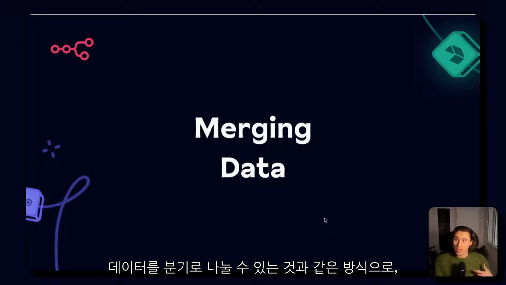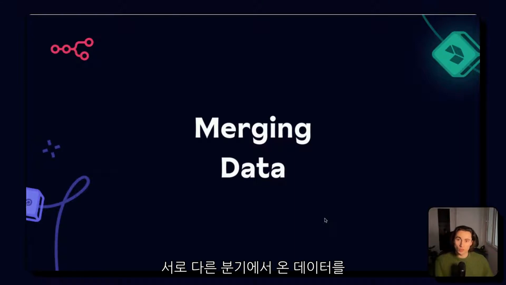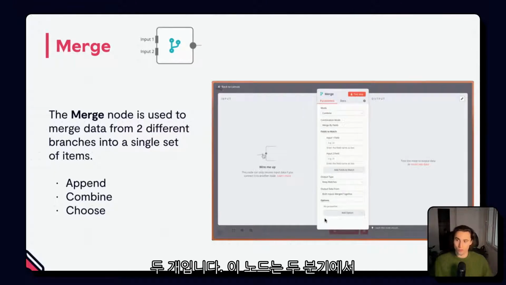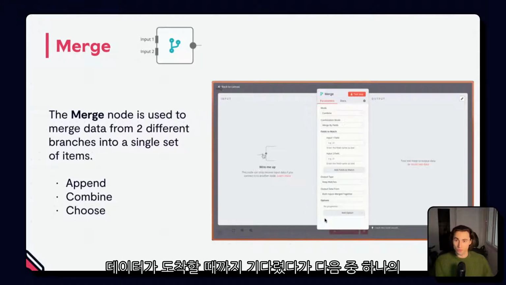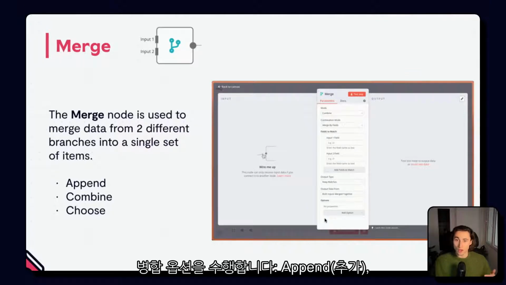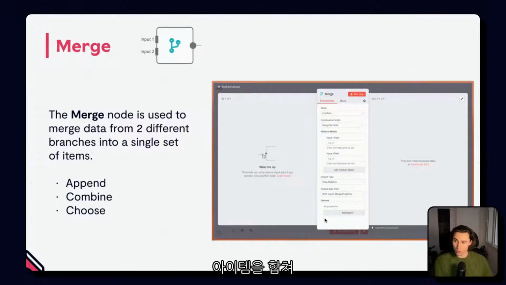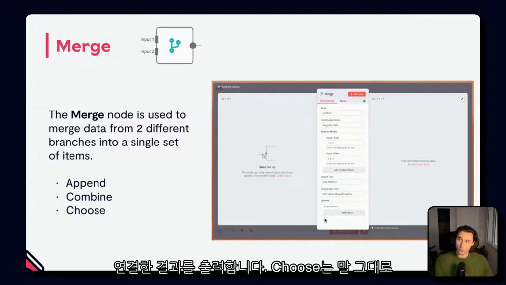The same way that we can split data into different branches, we can also merge data from different branches using the merge node. The merge node is a peculiar node because it has not one but two inputs. The node waits for data from both branches to arrive and then performs one of the following merge options: append, combine, choose. Append will simply output the sum of both branches, appending them one to another.